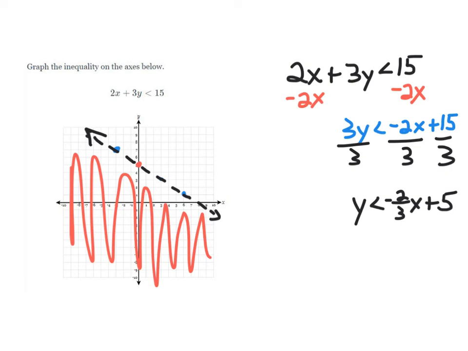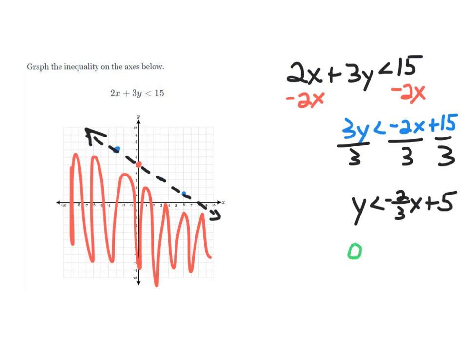A way to check your work is to find any ordered pair that is in the shaded region and make sure that when you plug the x and the y in, your inequality is true. Now, (0, 0) is one of the best points to use because it makes the math easy, and it is included in the shaded region. So when I plug in (0, 0), it should work.